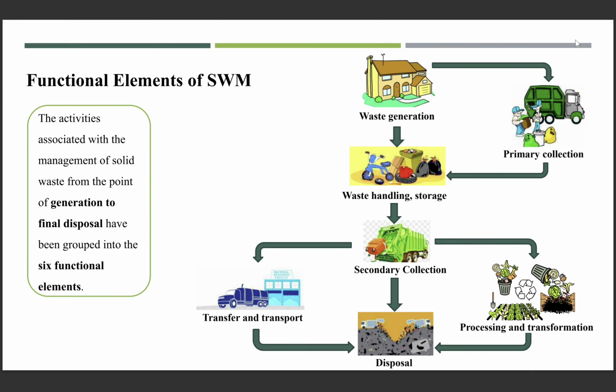So the functional elements of solid waste management. These are the activities which are associated with the management of the waste from the point of generation to the final disposal. Suppose a waste is generated in a household, then it will be collected. From primary collection, from all the households, it can be taken to a main street or some place from where it is loaded into bigger vehicles, and from there it is sent to either a transfer station or some processing facility, or it is sent for disposal. So all these are the functional elements.